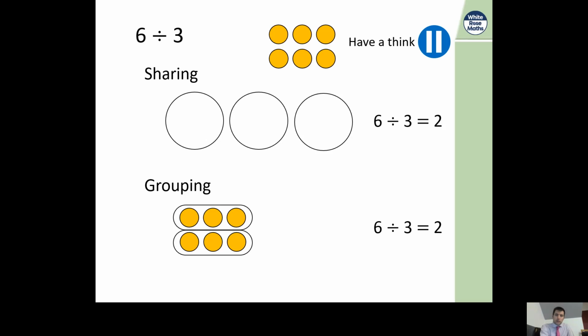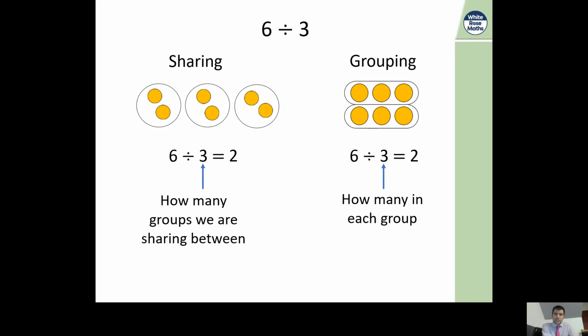I can also group together my 6 by putting it into groups of 3 and another group of 3, and therefore I end up seeing that when I've grouped together 3s, I end up with 2 groups. So 6 divided by 3 is 2. There are different ways of visually representing that. So 6 divided by 3, I've shared it and I've grouped it.